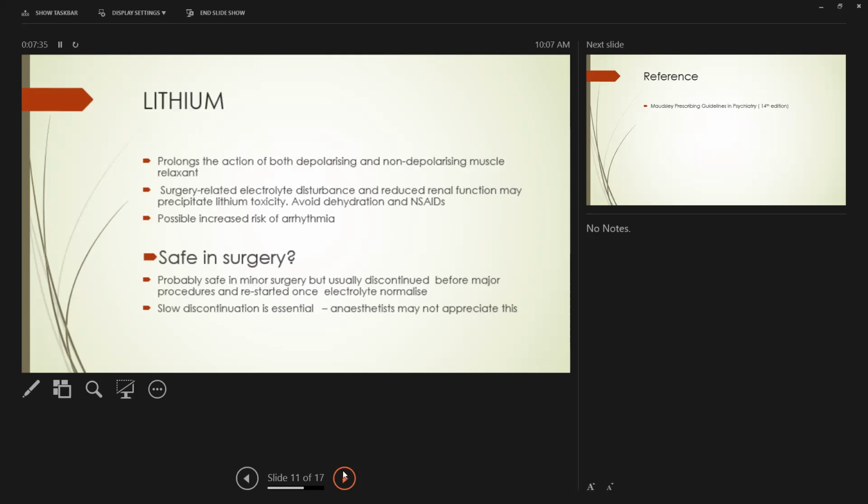Lithium prolongs the action of both depolarizing and non-depolarizing muscle relaxants. Surgery-related electrolyte imbalance and reduced renal function may precipitate lithium toxicity. Avoid dehydration and NSAIDs. Possible increased risk of arrhythmia. In surgical patients, probably safe in minor surgery, but usually discontinued before major procedures and restarted once electrolytes normalize. Slow discontinuation is necessary. Anesthetics may not precipitate this.